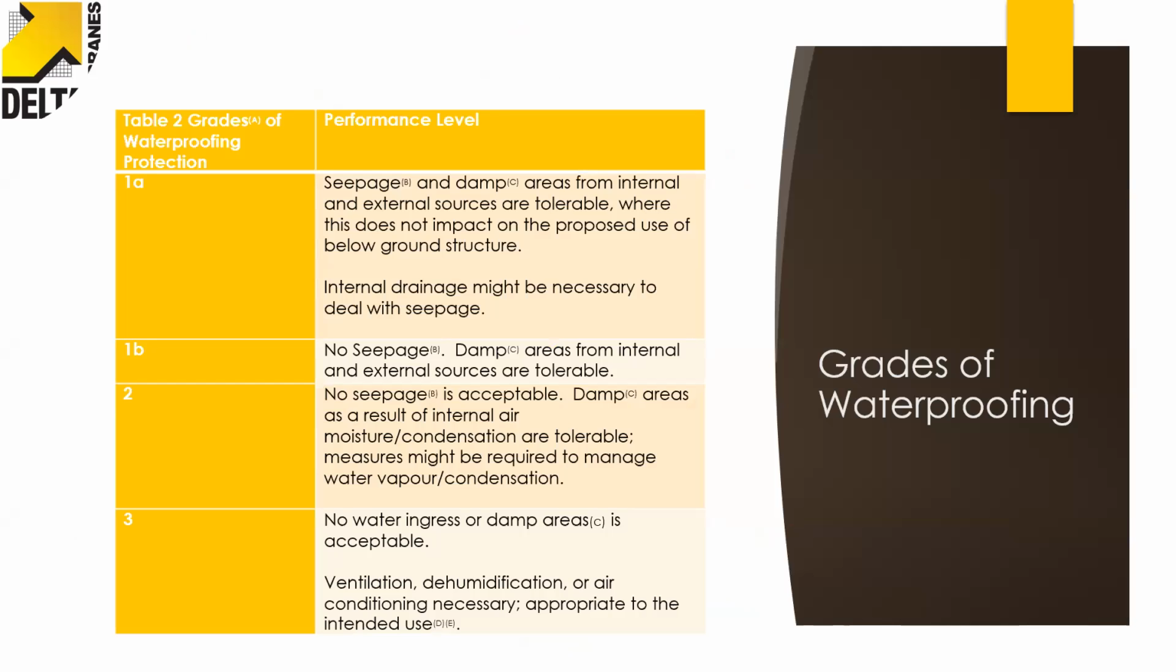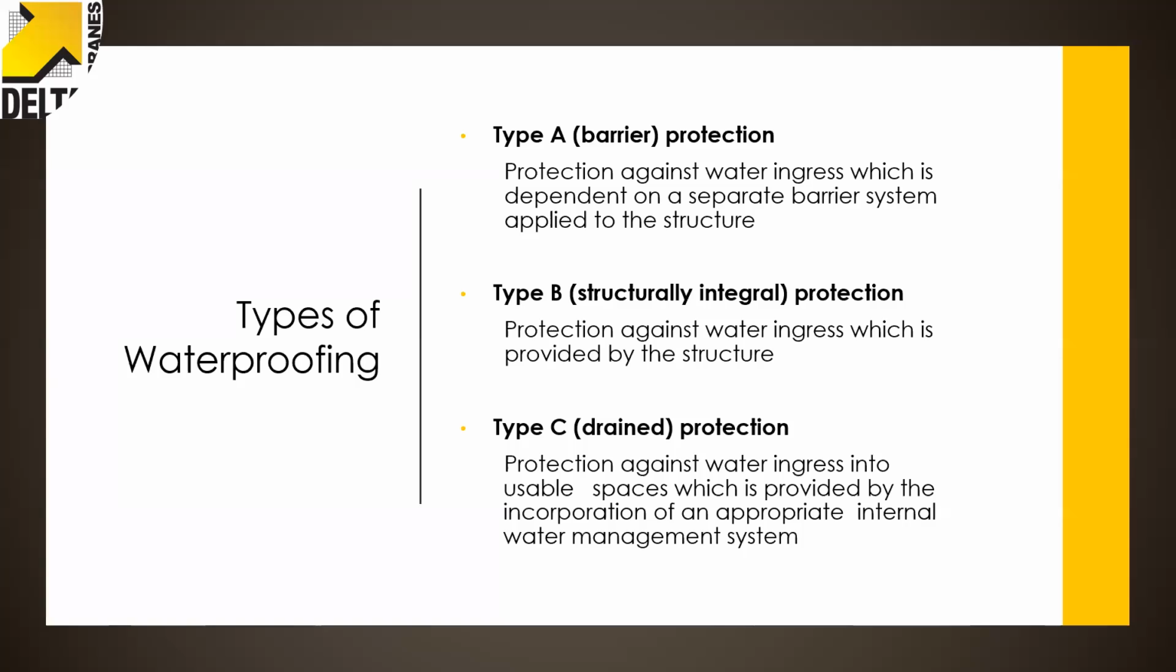So just to remind you, grade 1, seepage and damp areas are tolerable. So that could be a car park. Grade 1B, we've talked about that. Grade 2, no seepage is acceptable, but damp areas are tolerable. And grade 3, no water ingress whatsoever of any kind, no damp areas acceptable. And we manage the internal environment with appropriate heating, ventilation, dehumidification, whatever's needed to stop condensation happening. So we have a dry environment at grade 3. So that's the first question.